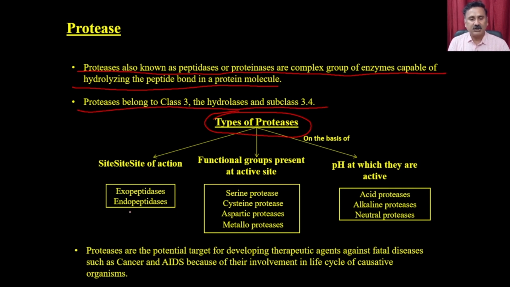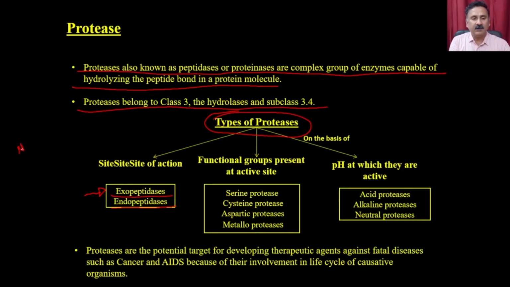As per the site of action, you can have the exopeptidase or the endopeptidase. Exopeptidases work on one end of the protein, so you can have the carboxypeptidase or the aminopeptidase. If you see the protein, it has two ends: the N-terminus end and the carboxy end. Exopeptidases work either from this side or from that side. If it works on the N-terminus side, it is called aminopeptidase, and if it works on the carboxy side, it is called carboxypeptidase.